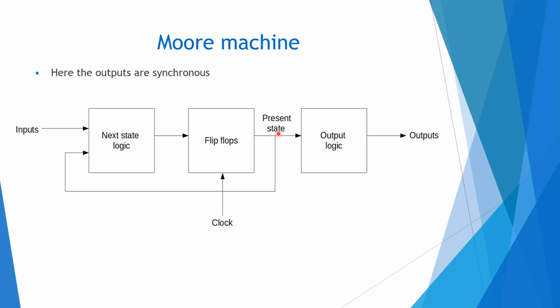In a Moore machine, this is a present state made up of flip-flops, the value of flip-flops, and the outputs are a function of present state only. Here you can see it is not a function of inputs, which are asynchronous values. And the next state logic again is the same as the Mealy machine. The next state logic is a function of inputs and present state. So this is a Moore machine. The only difference is outputs are synchronous. In a Mealy machine, the outputs are not synchronous.